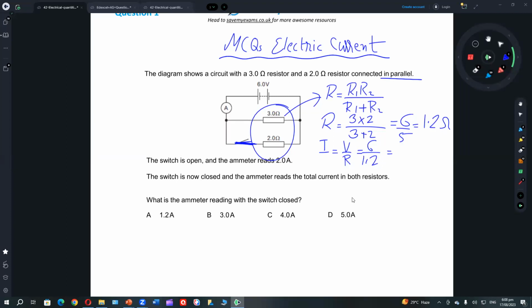No problem. Okay, now you can see this calculation, Zainab, and if you can get me the answer. What is 6 upon 1.2? 5.